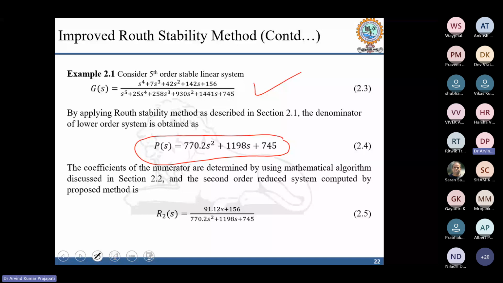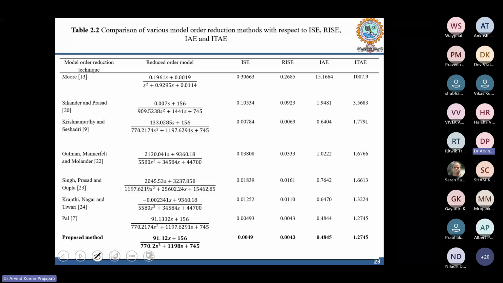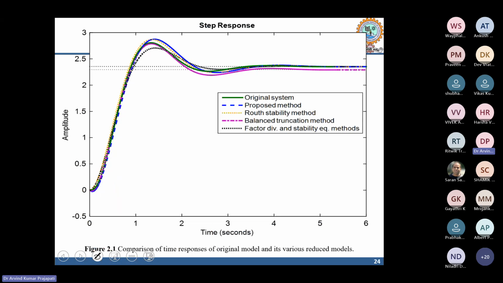Then the reduced model obtained by using the proposed method is compared with the response of the original system as well as the responses of other reduced model techniques. If you see, this method is giving the least error as compared to these techniques. And if you see the step response, this is the step response of the original system and the reduced systems.